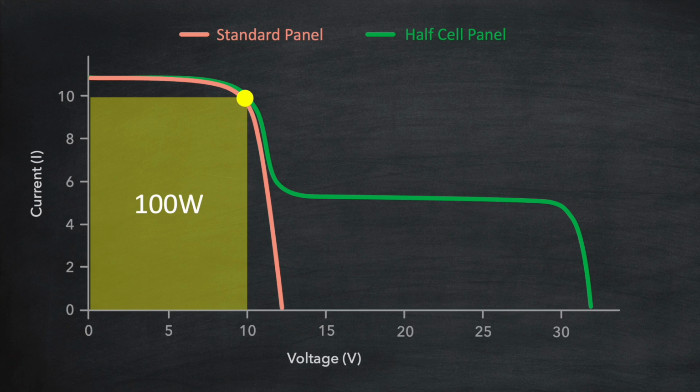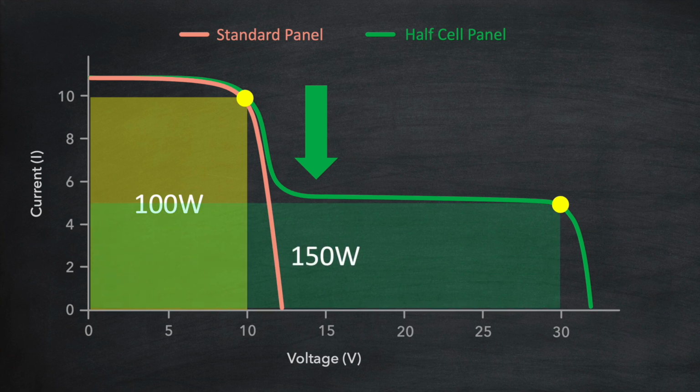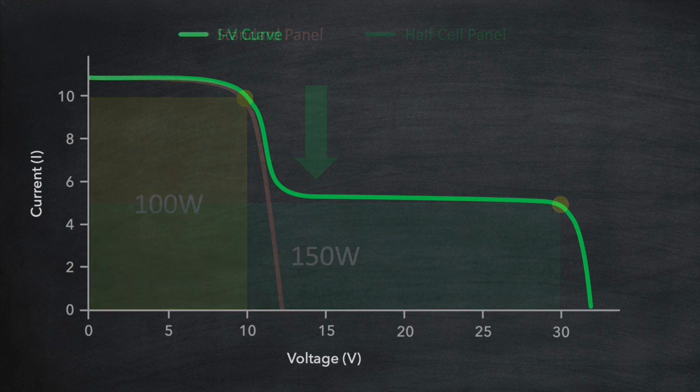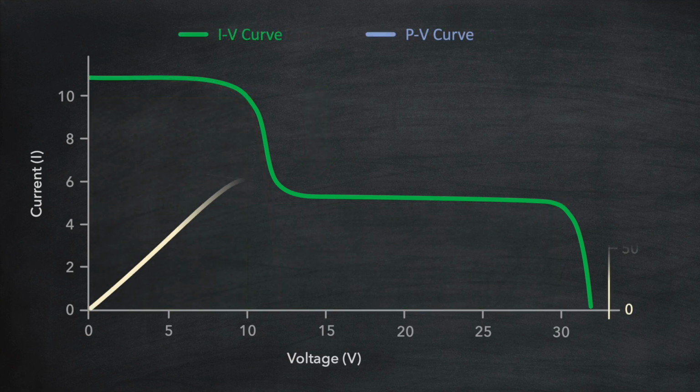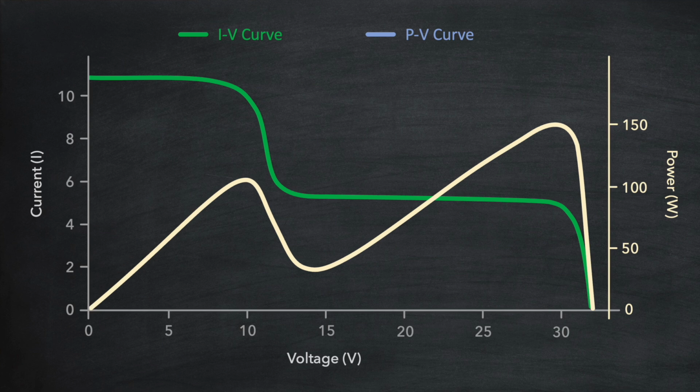Looking at it closely, it's telling us that a reduction to the current to 5 amps leads to a second inflection point on the right. And if we analyse the area under the curve at that point, it shows a much higher power output of 150 watts. We can see this better if we superimpose the PV or power voltage curve on top. The inverter will essentially perform a sweep across the curve to determine the highest power output.